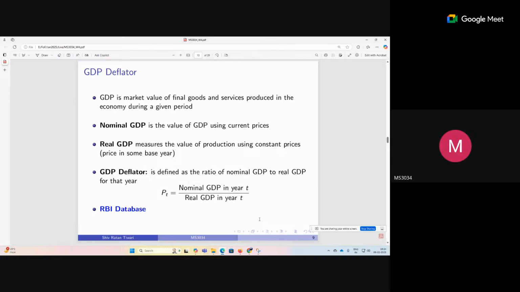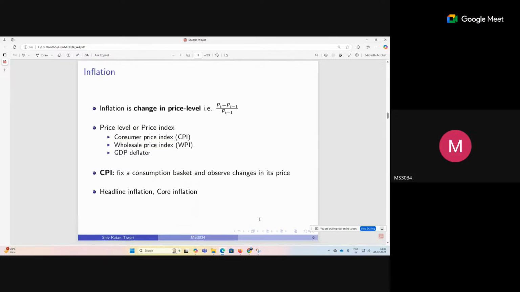So if you have the value of your price index, then you can calculate your inflation by simply using this formula. For example, if you have the GDP deflator value for period t and for period t minus 1, then you can simply apply this formula and calculate the inflation based on the GDP deflator. It's simple as that.